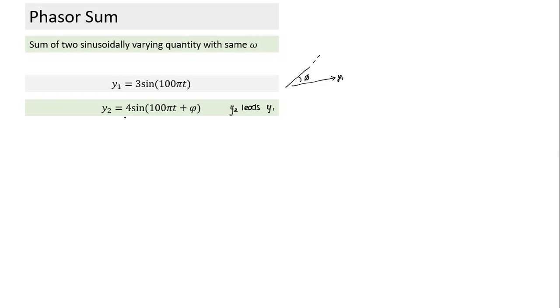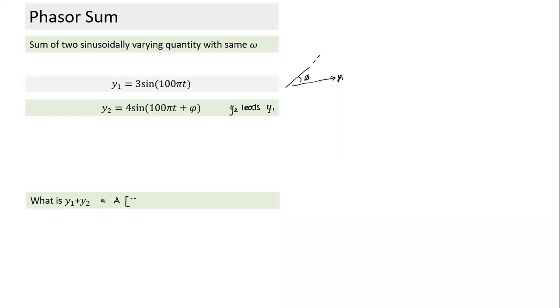Now what is the sum of these two? Omega will be the same. When we take the sum, the sum will have an amplitude. The amplitude will vary between 7 and 1. This value of amplitude is like taking the sum of two forces, because this phasor sum is like a vector sum.